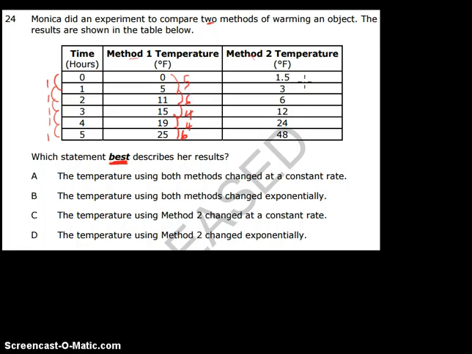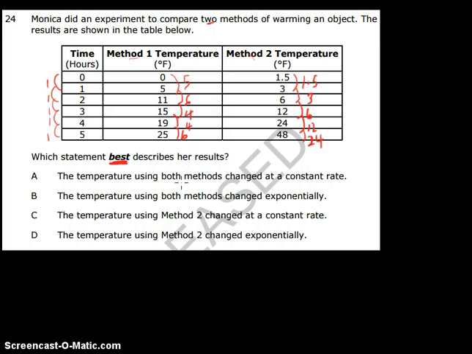Let's look at the second one. From 1.5 to 3, it increased by 1.5, from 3 to 6 by 3, from 6 to 12 by 6, from 12 to 24 by 12, and from 24 to 48 by 24. As you can see, everything is multiplied by 2. 1.5 times 2 is 3, times 2 is 6, times 2. So it looks like this method is exponential.